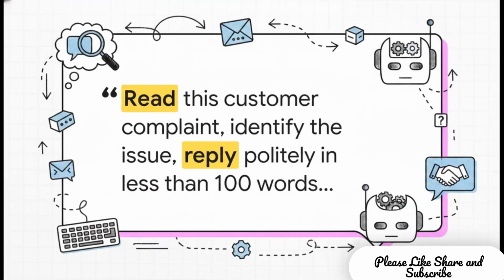So take a listen to this instruction. Read this customer complaint, identify the issue, reply politely in less than 100 words, and end by asking whether they need further assistance. It's a lot, right? But this exact level of detail is quite literally the magic wand that transforms terrible, unpredictable AI outputs into absolutely perfect ones. At the end of the day, the quality of an AI response depends entirely on the quality of your prompt.